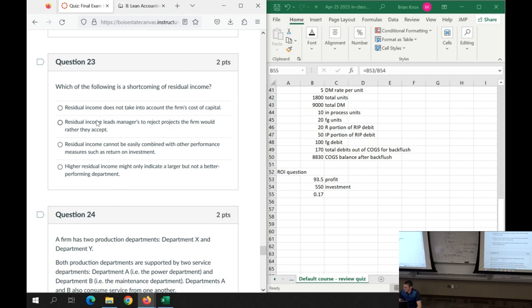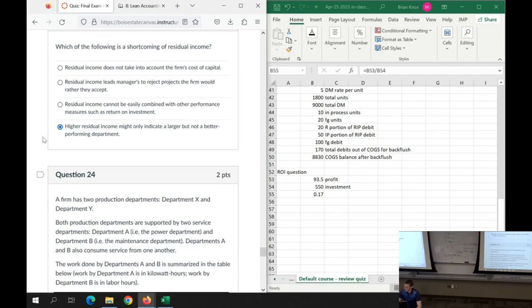Shortcoming of residual income has got to be because of its size. So size differences aren't factored in. Here we go. Higher residual income might only indicate a larger but not a better performing department, which is why residual income is not used independently typically. It's used in conjunction with ROI to fill the donut hole of ROI, but it has that comparability problem.